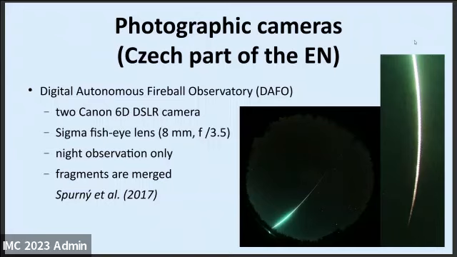For decades before we decided to use video cameras, our only instruments for observation of fireballs were photographic cameras. First, they were film cameras, and now they are digital. We use the well-known Digital Autonomous Fireball Observatory, which has two Canon 6D DSLR cameras and fisheye lenses. We observe only during the night and twilight periods with these cameras.